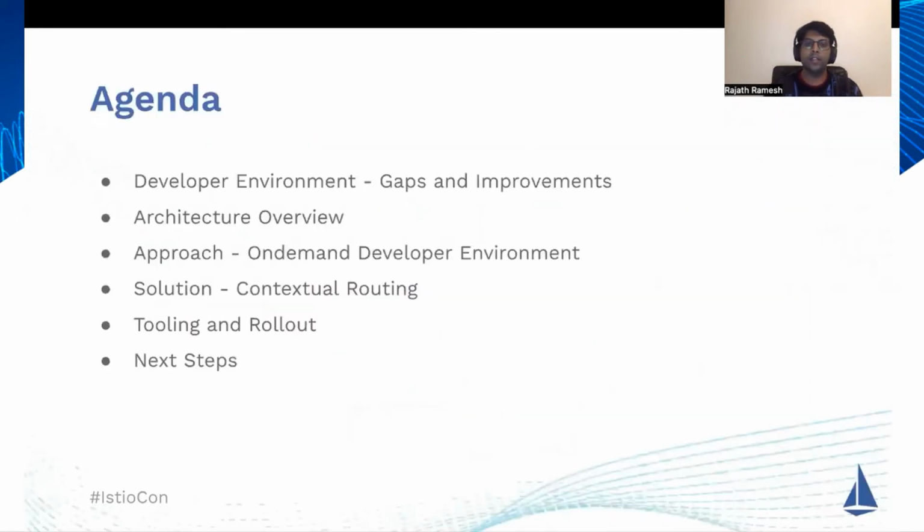In this session, we will be talking about what our development environment setup was, what gaps we found as we grew as a tech org, what the major solution was and the goals we wanted to achieve, how Istio enabled us to achieve those goals, especially on the routing side of things, and lastly, how this whole solution was encapsulated into a usable tool across our organization.